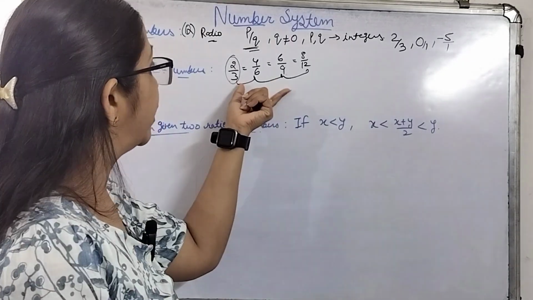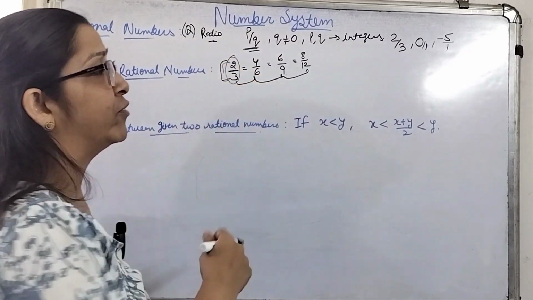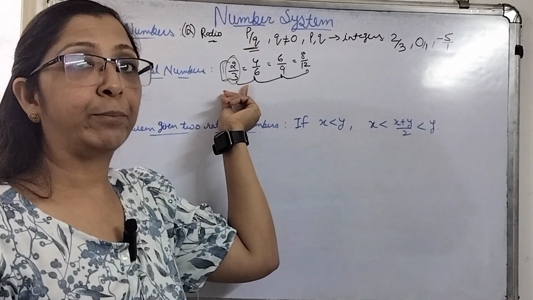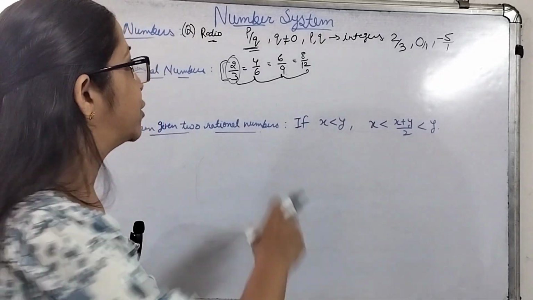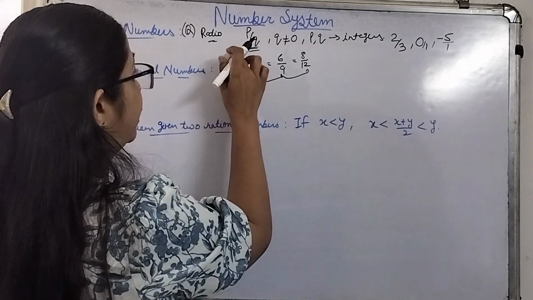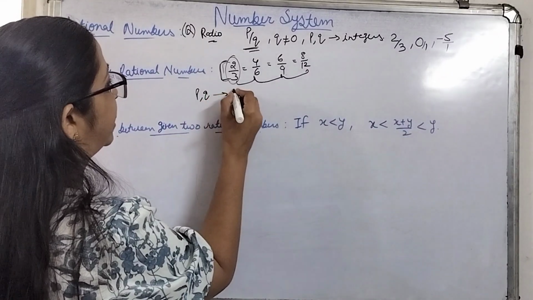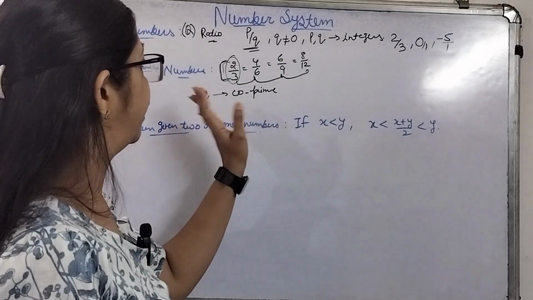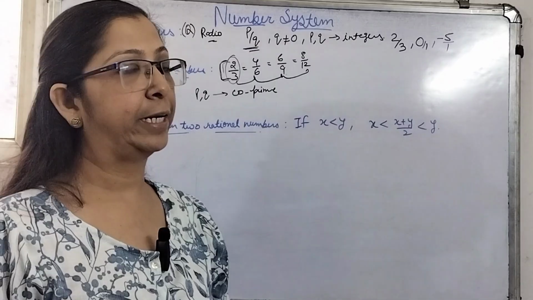So what we conclude here is that whenever we are representing on the number line, the values of P and Q should be co-prime. These numbers should be co-prime. They should not have a common factor except 1. They should have only one common factor, that should be 1 only. This means 2 and 3, the values of P and Q, should be co-prime numbers. For representing on any number line, P and Q should be co-prime. That means the number should be in the simplified form. Then only we represent it on the number line.